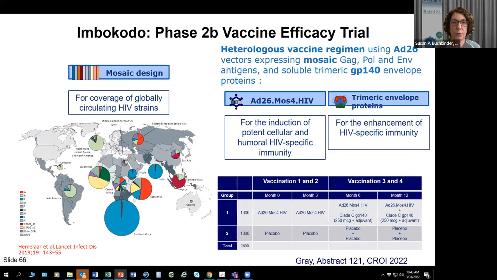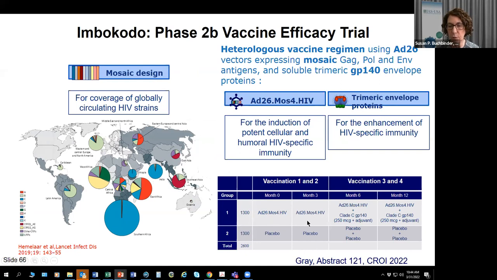So lastly, in terms of the HIV interventions, I wanted to talk about vaccines. There was data presented from the Imbokodo study, which is a phase 2B vaccine efficacy study. It used an Ad26 backbone, the same backbone that's used in the J&J COVID vaccine. It's a mosaic vaccine that includes information from HIV from around the world, so it should potentially be a global vaccine with a trimeric envelope protein.